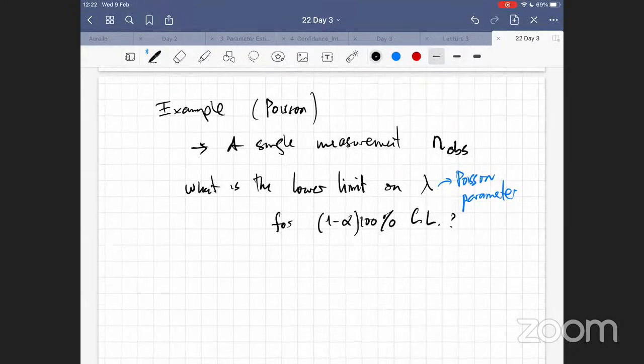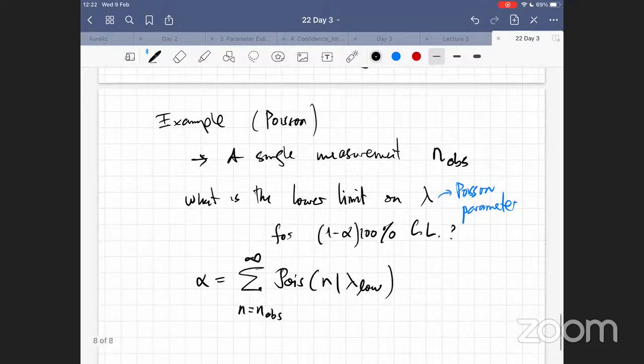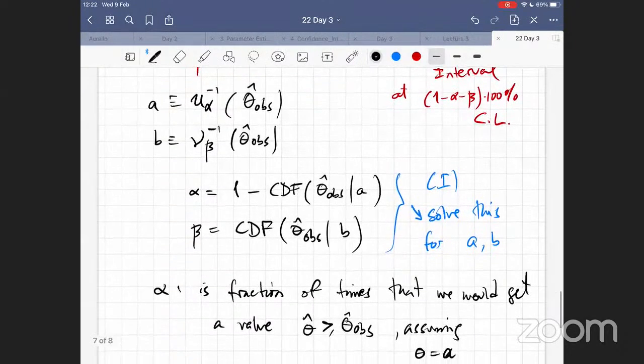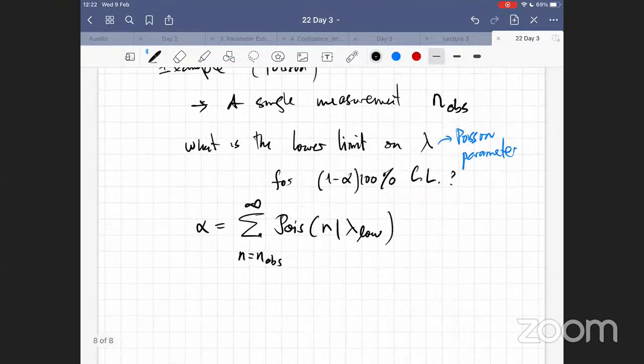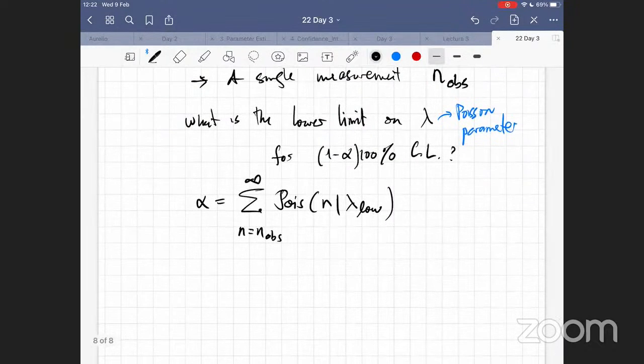So the way to go here is to say, okay, I am asked to report a lower limit. So I will use my alpha, which is fixed by my requirement of the confidence level. And then I follow the definition of alpha, from n ops to infinity of this Poisson distribution, evaluated at n low, right? So it is equivalent to this expression here. So I need to compute this and solve for lambda low.